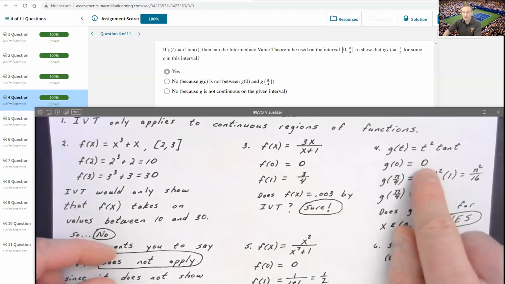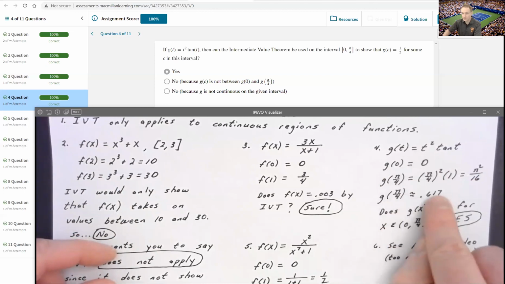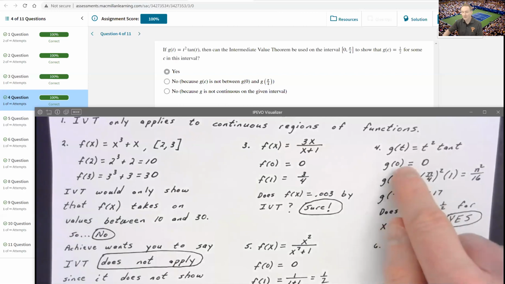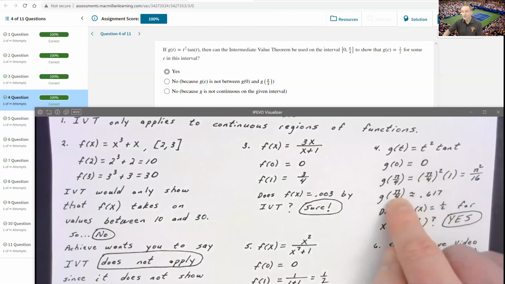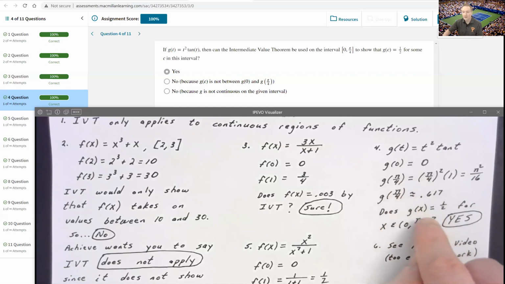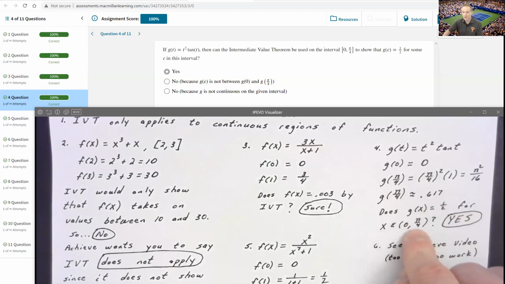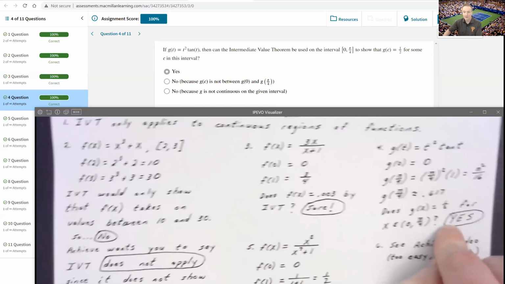Since g of 0 is 0 and g of pi over 4 is 0.617, we know that there exists an x in between 0 and pi over 4 such that f of x, or in this case g of x, is equal to 1/2. So does g of x equal 1/2 for some x in between 0 and pi over 4? You bet it does. So again, the intermediate value theorem would apply.